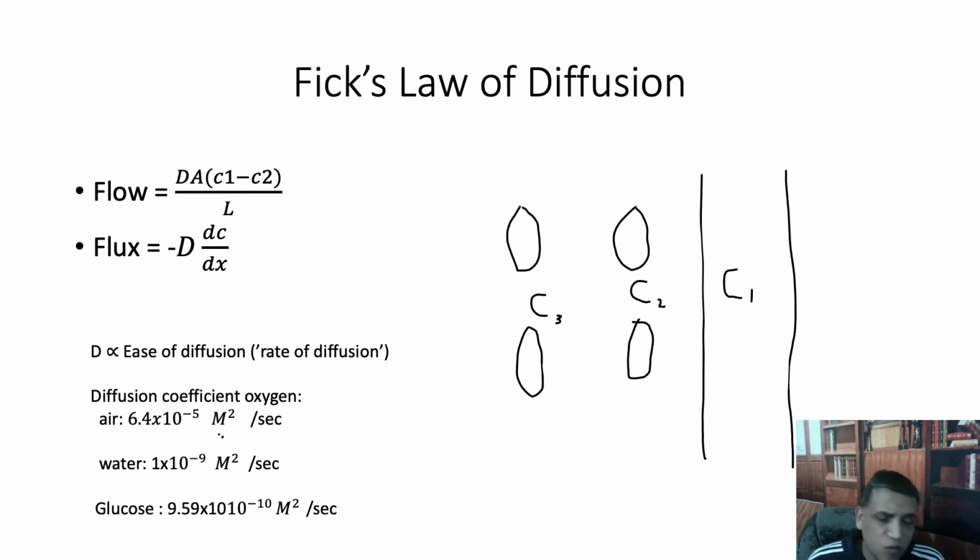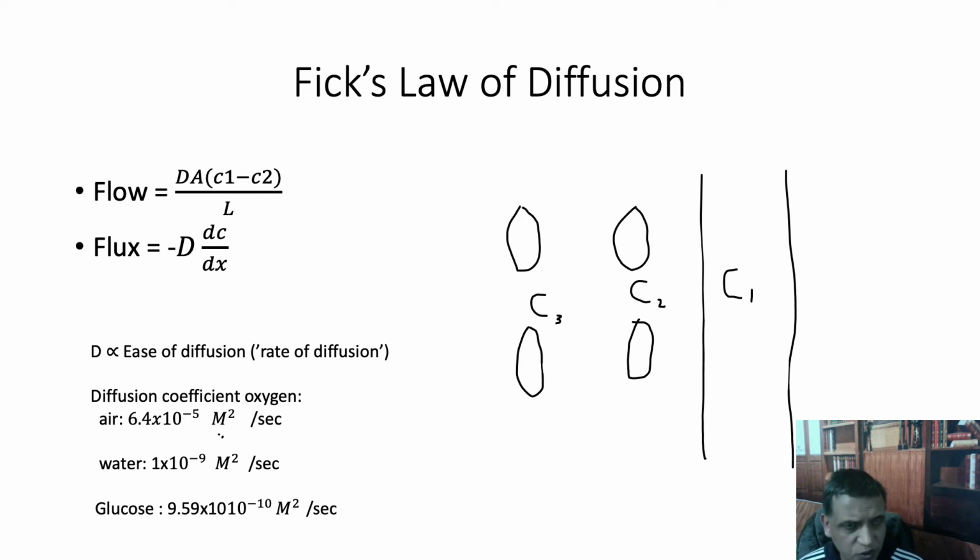In water it is 1 times 10 to the minus 9. So oxygen diffuses through air up to 10,000 times faster than it diffuses through water. And this diffusion coefficient doesn't only apply to oxygen, it applies to other nutrients. As you can see here, the diffusion coefficient of glucose is lower than that of oxygen, and other nutrients such as vitamins, minerals, and amino acids will have their own respective diffusion coefficients.